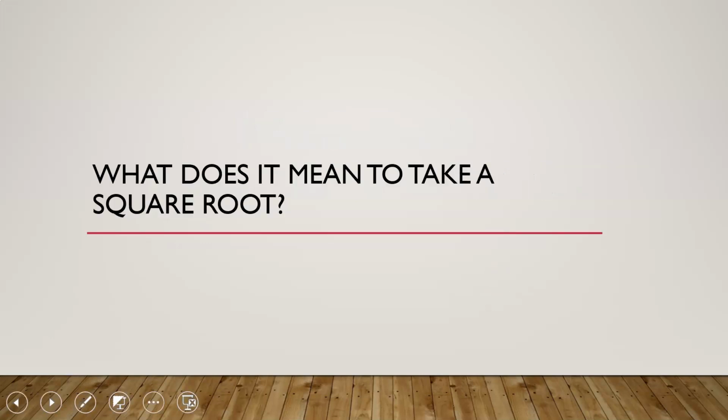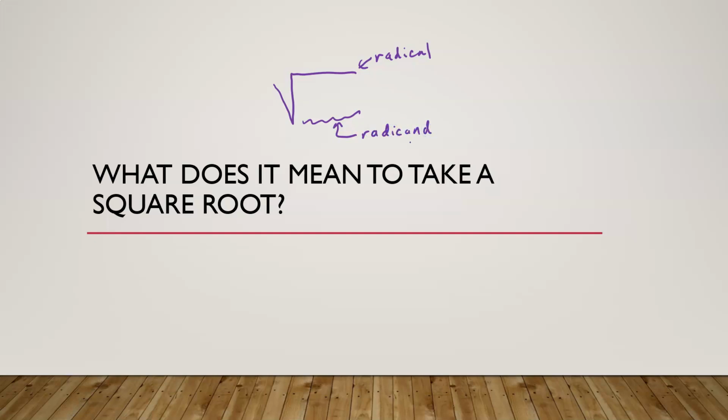To get started today, first we want to talk about what does it mean to take a square root? Well, in order to do that, we need to understand what a square root looks like. Now remember, this symbol is called a radical. Just a fun fact, the thing that's under the radical will be called the radicand. Every once in a while, Pearson uses that language, so I just want to make sure you know what that is.